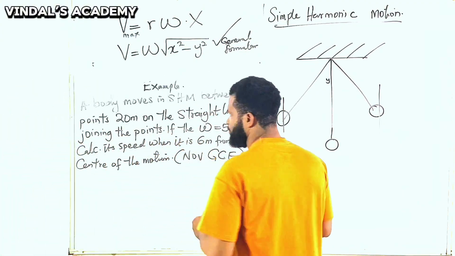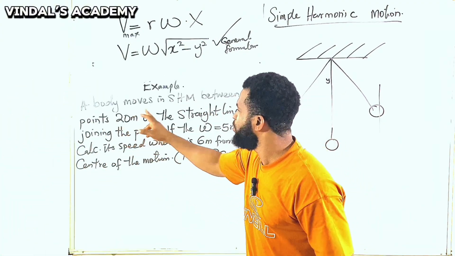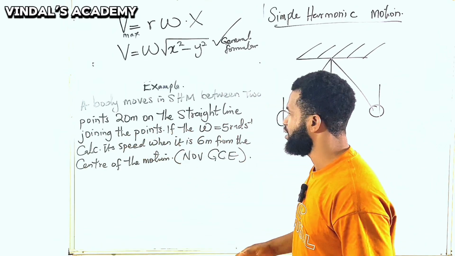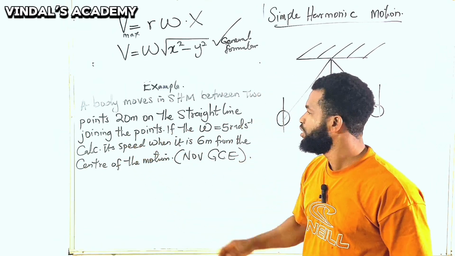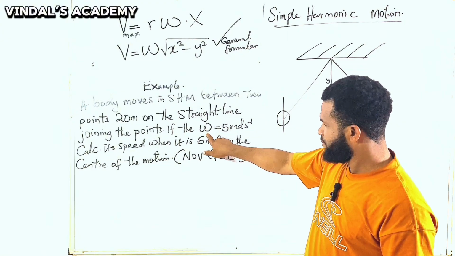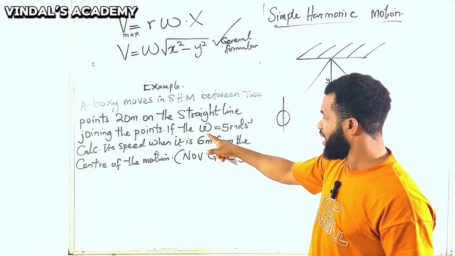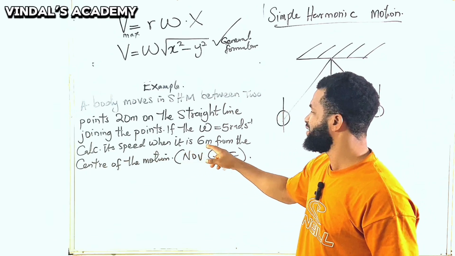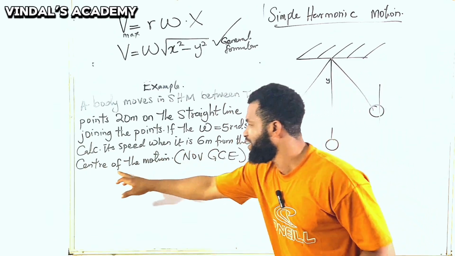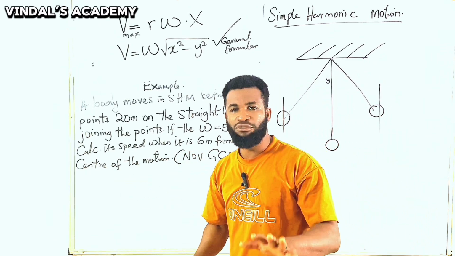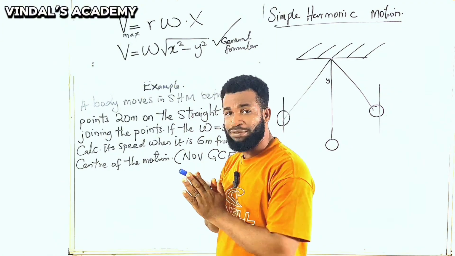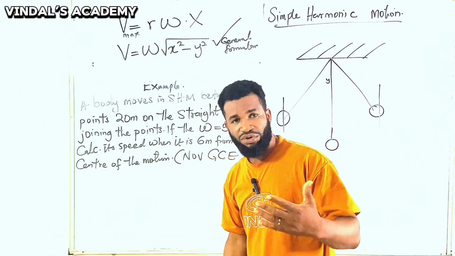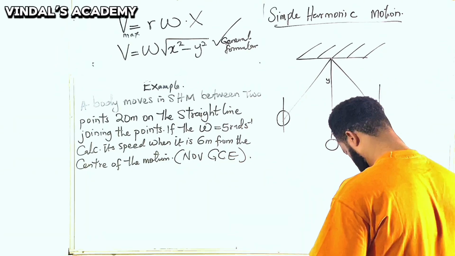It says that a body moves in a simple harmonic motion between 2 points, 20 meters apart on a straight line joining the points. If the angular frequency, or angular velocity, omega is 5 radians per second, calculate its speed when it is 6 meters from the center of the motion. So I am going to interpret this. This is principle based. Based on the principle you have studied, you are going to explain it. See what I'm going to do.